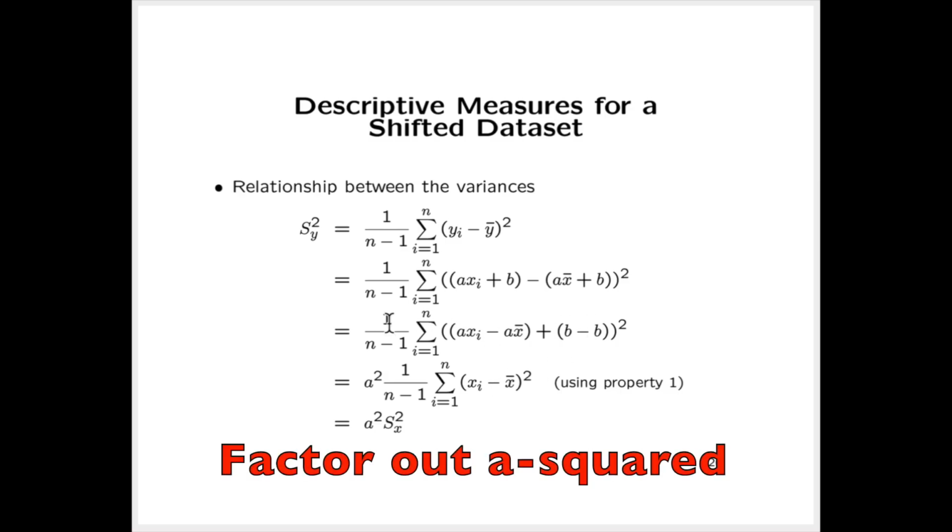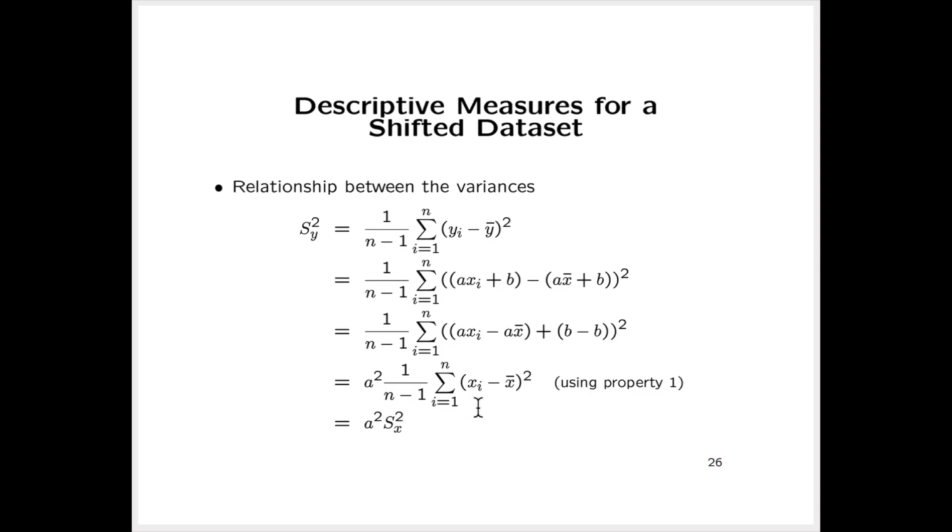And then I can factor the a out. All right, that's property 1. And then I get this expression here, which is just the variance of the x's. All right, and so the variance of the y's is equal to a squared times the variance of the x's.